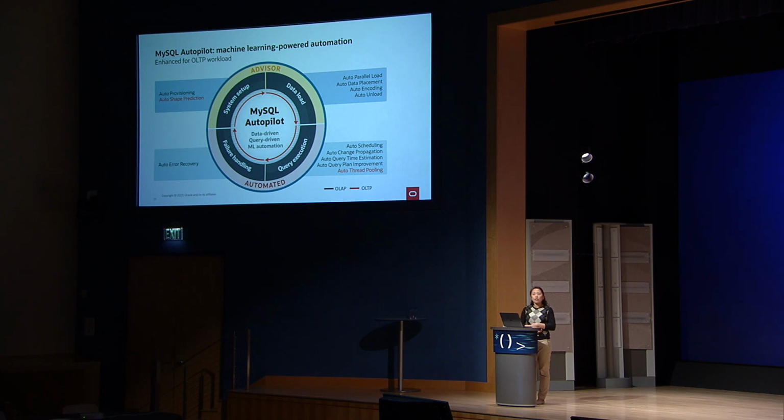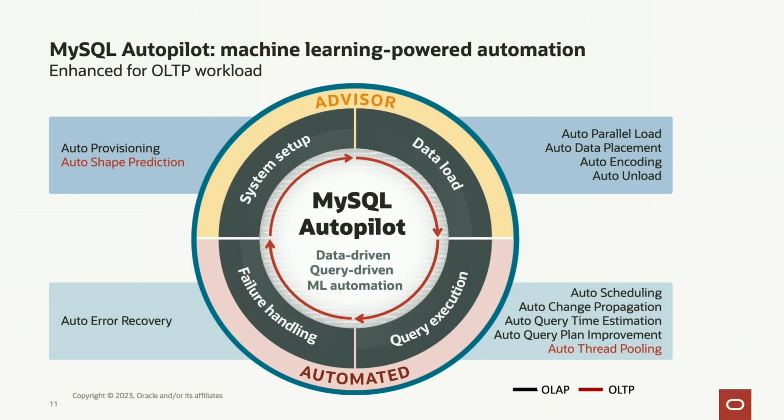The other aspect of the service is the MySQL Autopilot. This is a machine learning-based automation that we have added for the service. It's available on OCI. In the beginning, we focused more on the analytic or HeatWave use case. So the black one highlighted here is all focused on OLAP, but recently we have expanded the use case to cover OLTP as well.